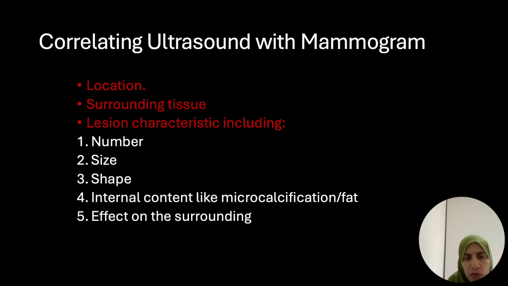You have to know where you are looking, so the location. Based on the mammogram, you should know where that lesion is in relation to the fibroglandular tissue. The characteristics you're looking for are the number, the size, the shape, the content. That helps you to be confident that what you're looking for is really what you're seeing now.